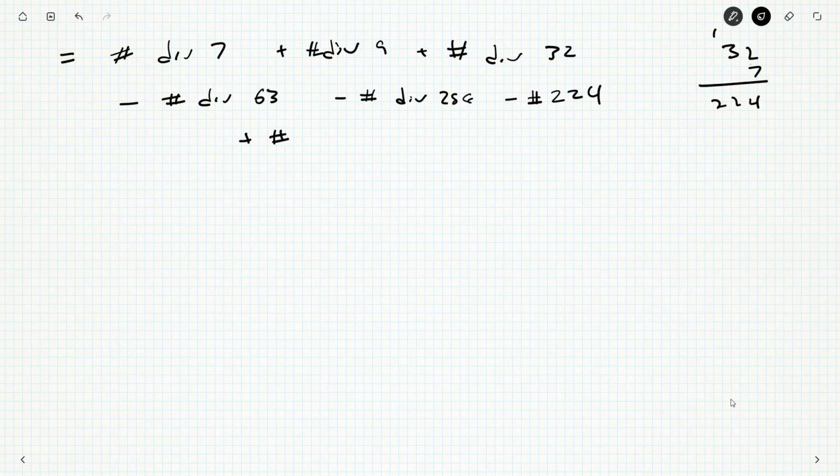plus the number divisible by all of them, so we'll multiply 224 by 9, we get 36, carry the 3, 9, 8, so 9, 2, that's 18, plus 3 is 21, carry the 2, 9 times 2 is 18, plus 2 is 20, oh, 2016, nifty.